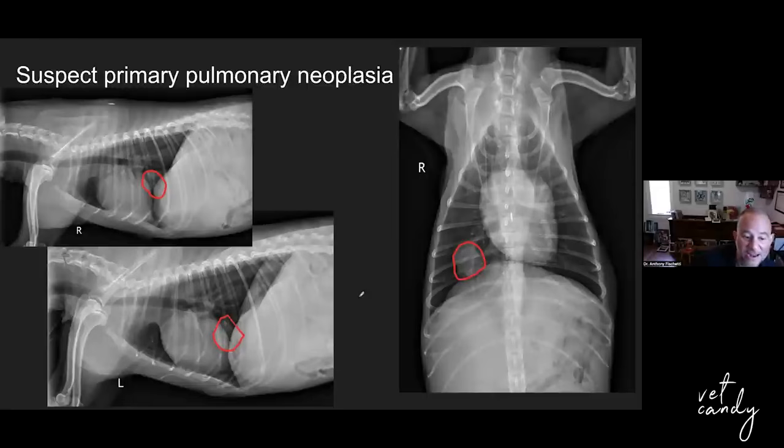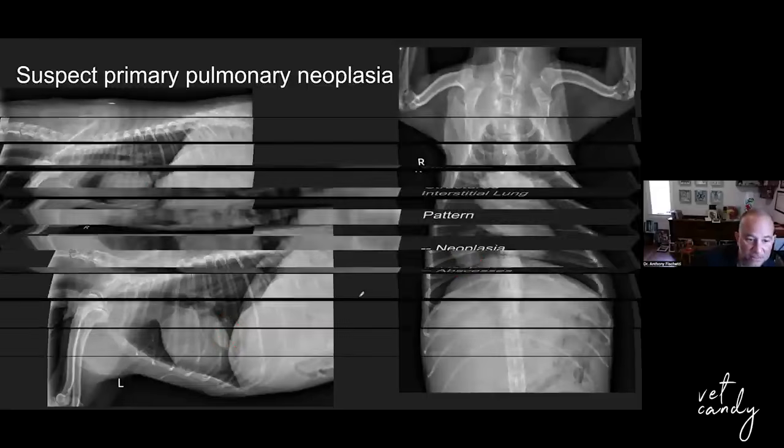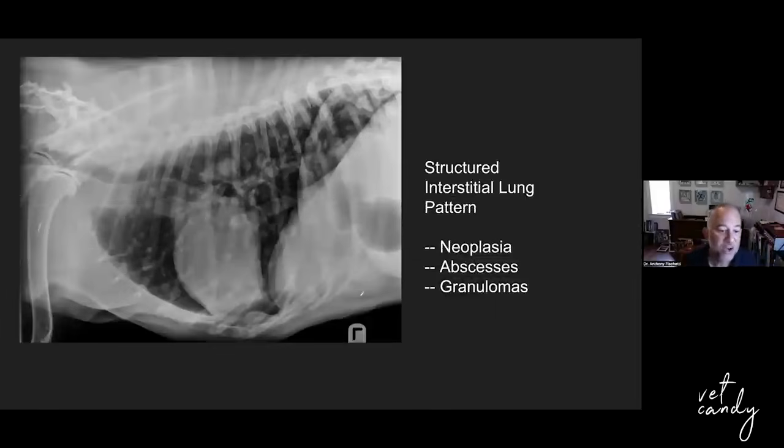So these are your NAG lesions. This, in New York City, is a bunch of NAGs. It's a bunch of discretely margined and fairly small nodules. In New York, it's neoplasia, but specifically it's metastasis from some cancer somewhere else. But remember, abscesses can look like this and granulomas can look like this.